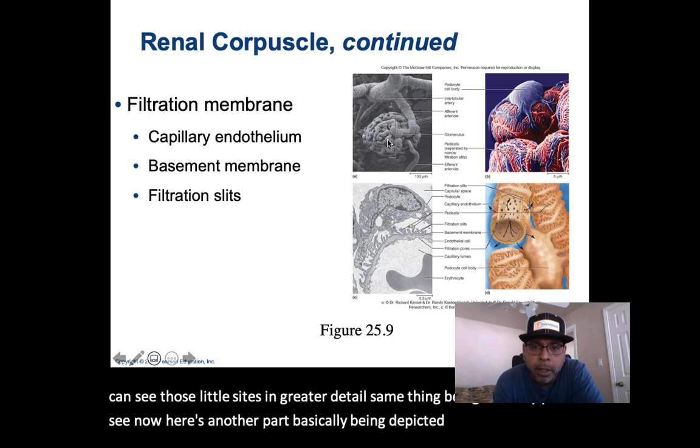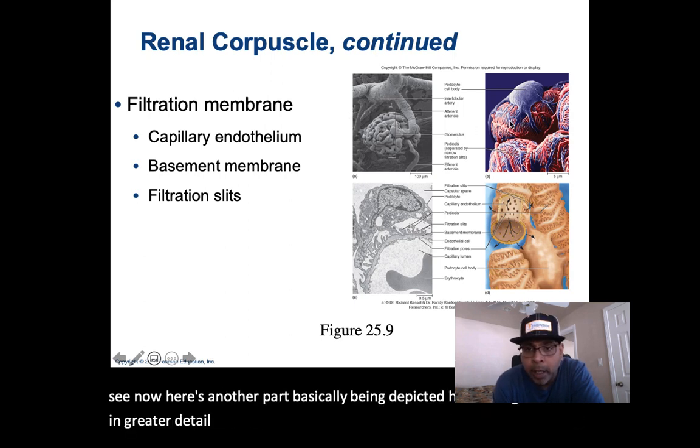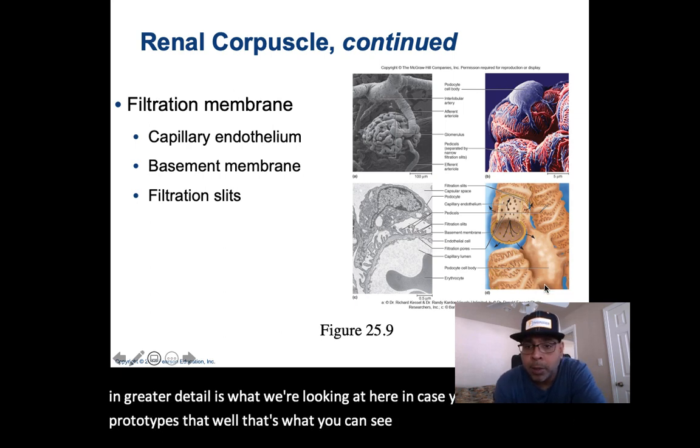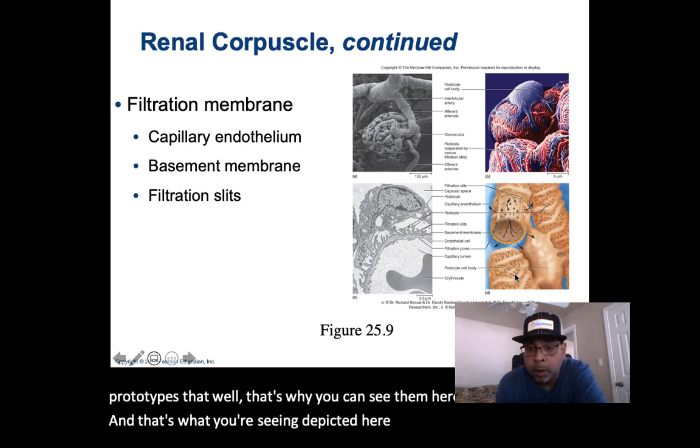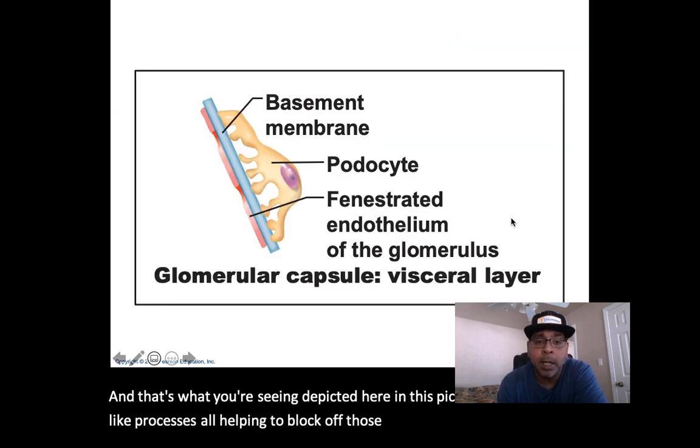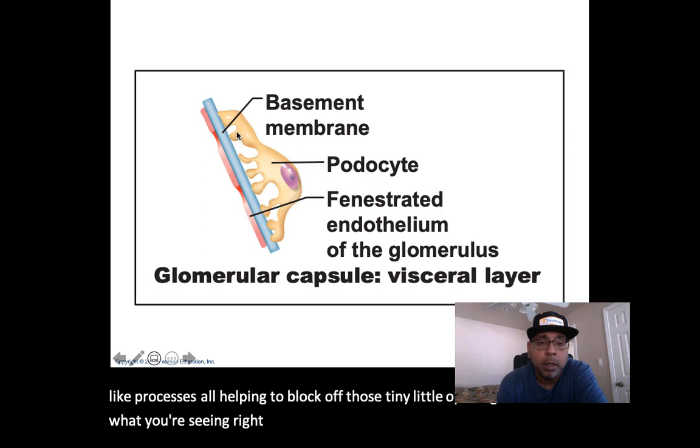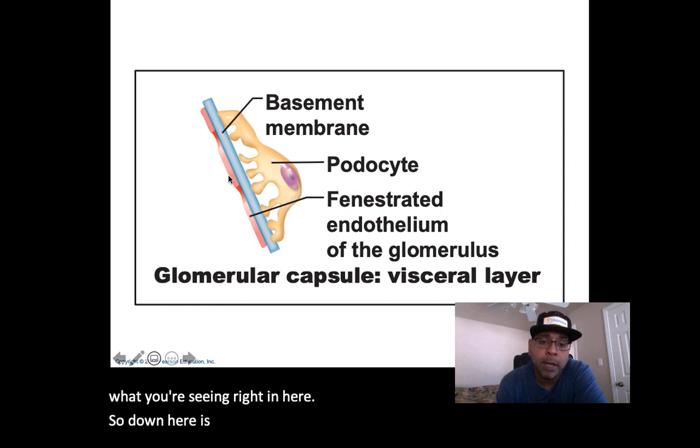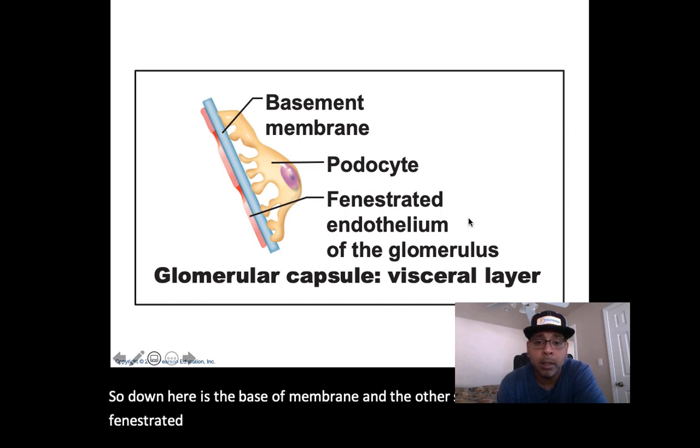That glomerulus in greater detail is what we're looking at here. You can't see those podocytes that well, which is why you can see them here, and that's what you're seeing depicted in this picture. Look at all the little foot-like processes, all helping to block off those tiny little openings. That's what you're seeing right in here. Down here is the basement membrane, and on the other side is the fenestrated endothelium of that glomerulus.